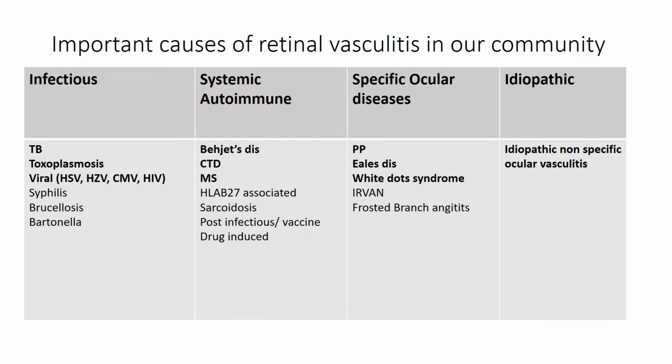Most important causes of retinal vasculitis in our community are TB, toxoplasmosis, and viral retinitis as infectious causes; Behçet disease, connective tissue disorders, and multiple sclerosis as systemic autoimmune diseases; Eales disease, pars planitis, and white dot syndromes as specific ocular causes of retinal vasculitis; while idiopathic retinal vasculitis is isolated retinal vasculitis not related to infectious or autoimmune systemic disorders and has no ocular signs indicating specific ocular disease.